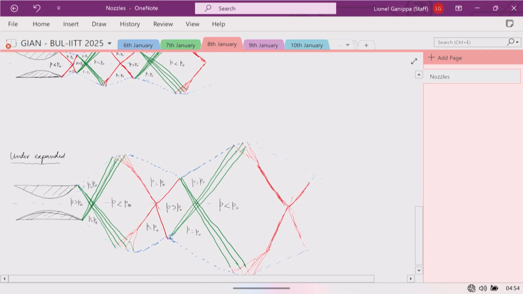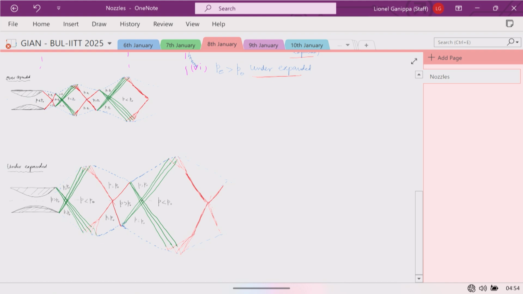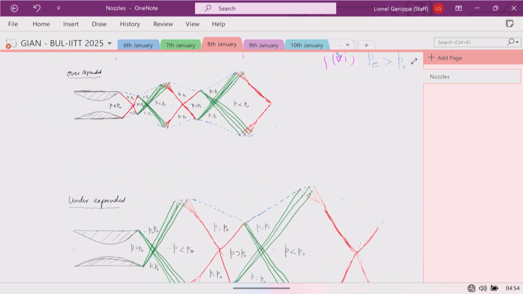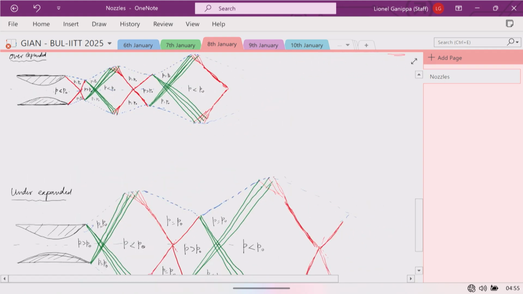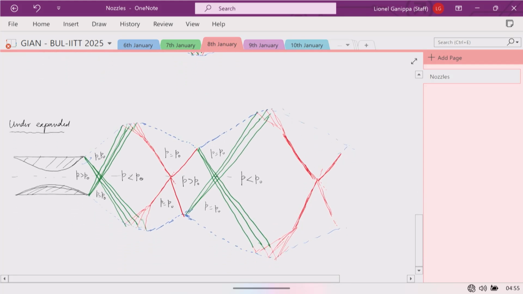So these structures, what you see here, are called the shock diamonds. Shock diamonds will occur only when the flow is either under-expanded or over-expanded. When you have a perfectly expanded situation, you will not have any shock diamonds being formed there.